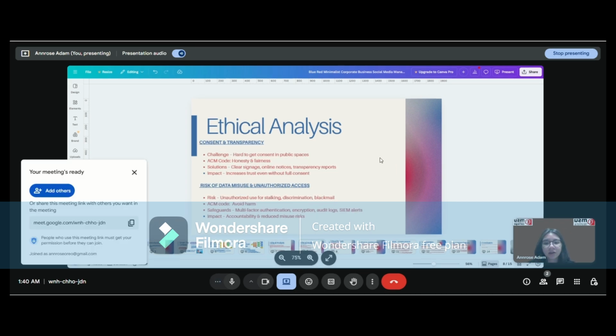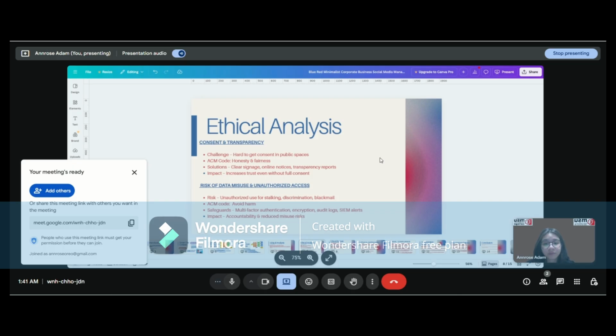As for consent and transparency, the challenge involved is it is hard to get consent, especially in public spaces. The ACM Code of Ethics involved is honesty and fairness. And the solution is there should be clear signage, online notices, and transparency in reports before footage or surveillance have started. The impact is it increases trust in a society even without having full consent by the society or the community involved.